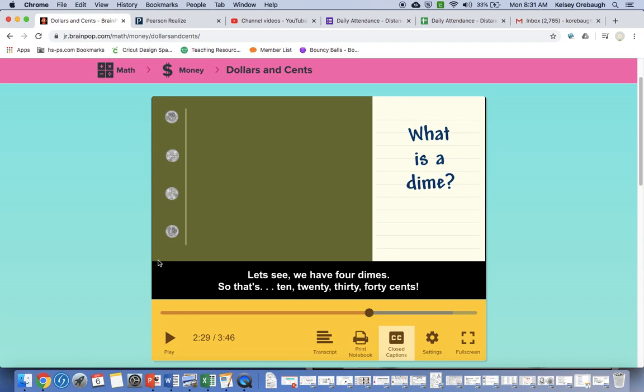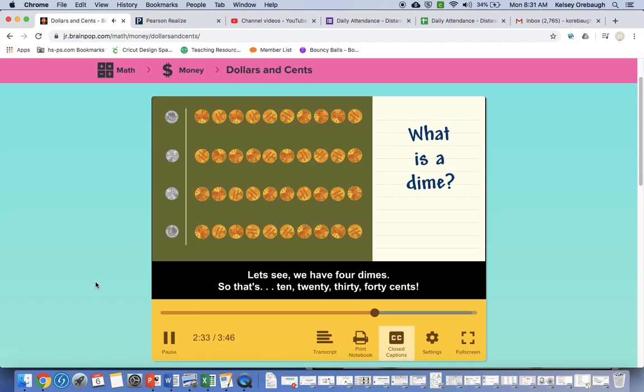40, because 1 penny is worth 1 cent. So you would need 40 pennies to make 40 cents, which is the same as 4 dimes. Notice that we're using equivalent amounts here. Amounts of coins that are worth the same. So that's 10, 20, 30, 40 cents.